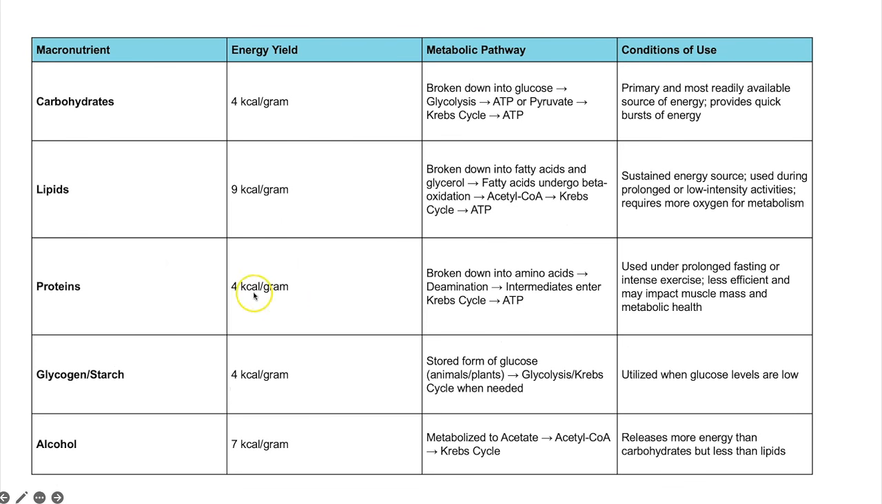And that's what I've got summarized here on this table. So you might want to pause at this point and just copy this information. So we've got carbohydrates, lipids, proteins, glycogen, or if it's in a plant, it'd be starch. Glycogen's only for animals, and then alcohol. So we've got the energy yield per gram. So we can see you get the most energy from lipids, then alcohol, and then carbohydrates, proteins. Glycogen and starch are actually carbohydrates. This is referring more to sugars. And you can see the metabolic pathways and then the conditions of use. So that's a good one just to pause, copy down, or turn into flashcards if you want.